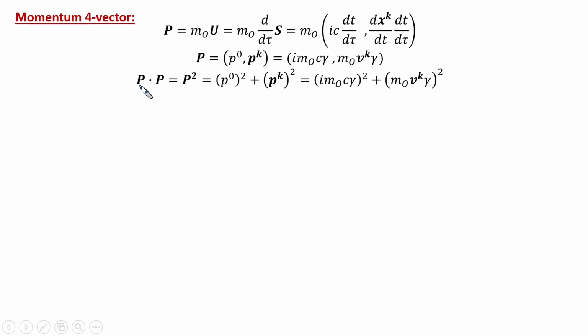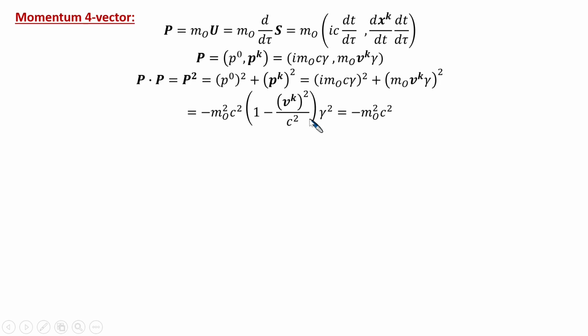So here I can write p dot p as p square, to show whether it is invariant. So I get p naught square plus pk square, what we did earlier. So this p naught is i m naught c gamma square plus m naught vk gamma square. So here I take m naught c square and gamma square, I keep it here, and so I get 1 minus vk, and because I have taken c square common, I have to divide by c square here.